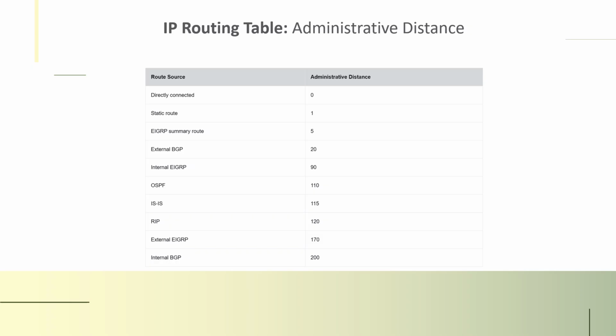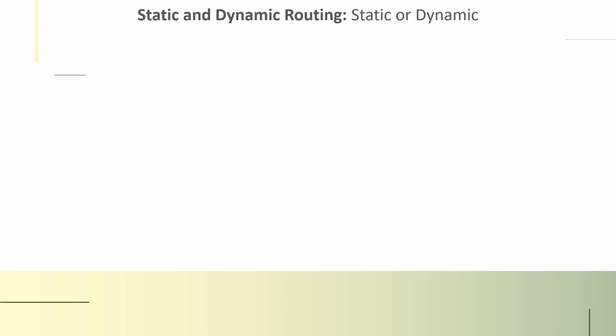But since we have static routes and dynamic routes, the point is which one we have to use. Since we discussed the way that a router creates its routing table, and now that we know that routing, like IP addressing, can be either static or dynamic, the question is, should we use static or dynamic routing? The answer is both, because static and dynamic routing are not mutually exclusive.